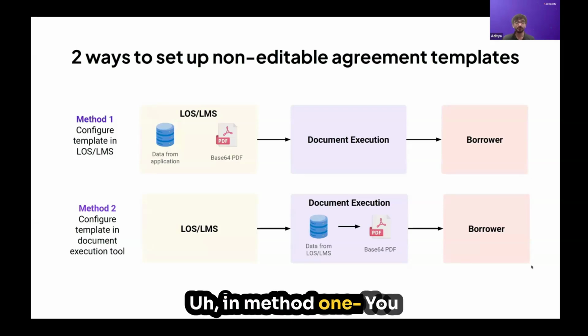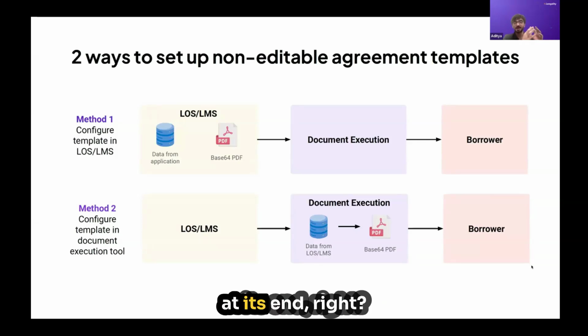In method one, you have your LOS LMS. It takes data. It generates the PDF at its end. So it takes the template, takes the data, fills the PDF, generates the document at its end. This document is then passed on to the document execution platform. The document execution platform generates an eSign link and completes the document execution workflow. So in this flow, the templates reside in the LOS LMS, and the LOS LMS is essentially taking the entire burden of creating the document.